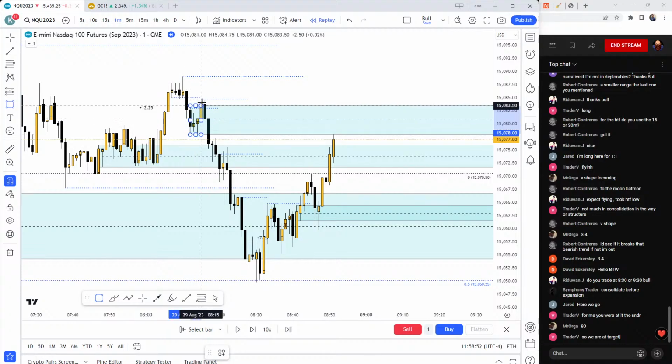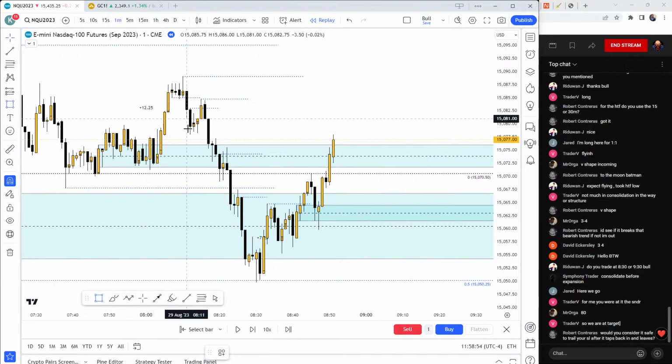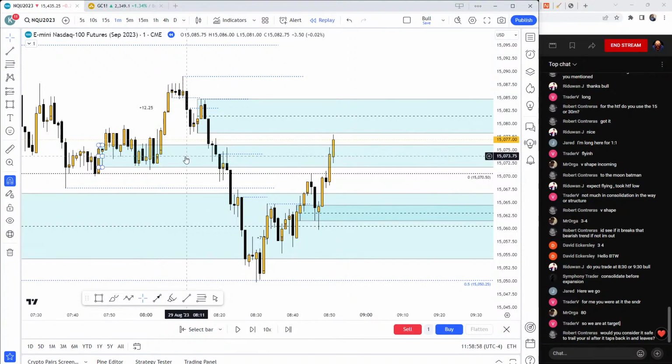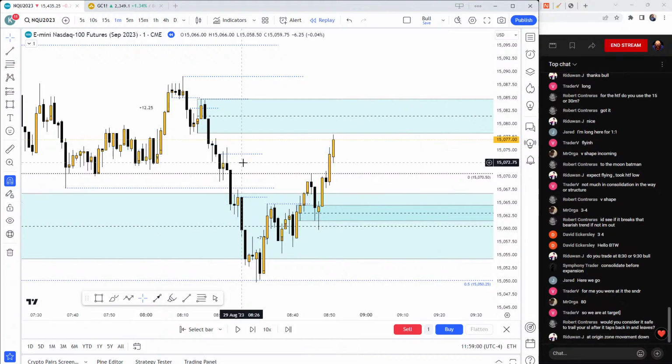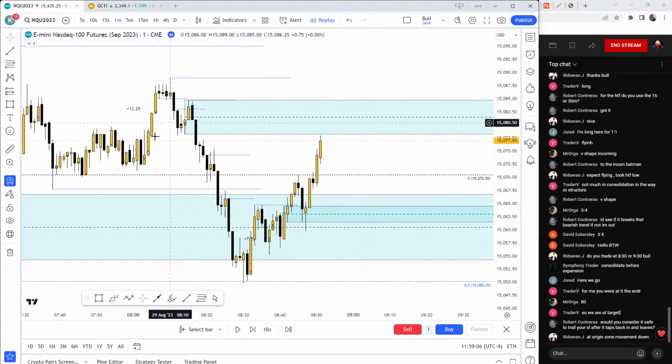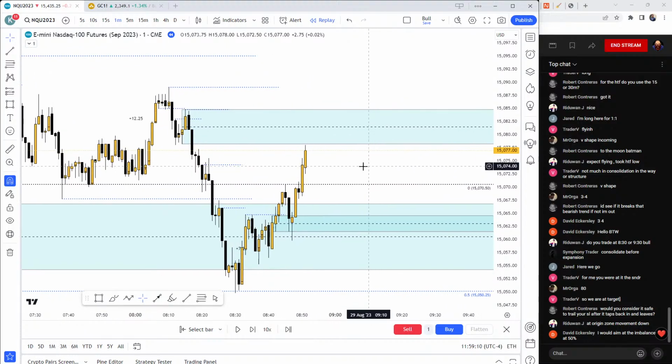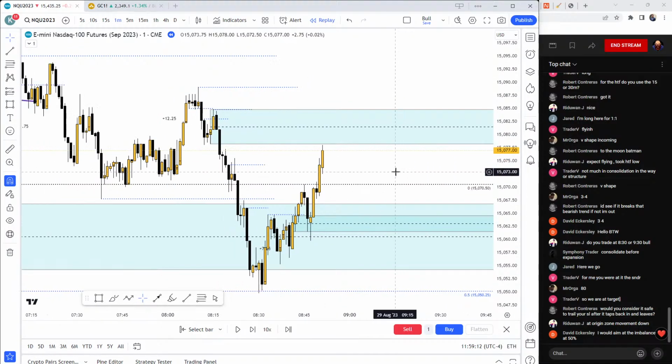Recall that we had this area here. We can refine it down probably to this. Get rid of that now. This would definitely be an area of interest. Imbalance of 50%. Cool.